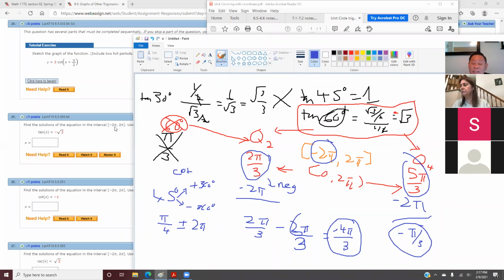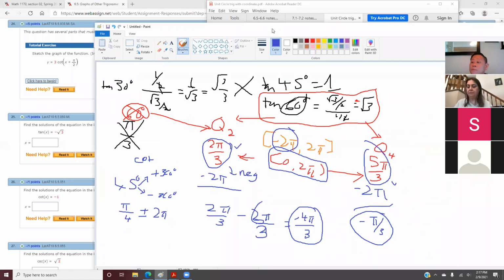This is very important because in 7.3, in next week's class, we'll be talking about this. And in 7.3, we just want the positive answers, so 0 to 2 pi. That means you only get 2 answers. But in this section, you have 4 answers because it goes from negative 2 pi to 2 pi. Okay. You guys all right with this one? Do one more? Yeah.